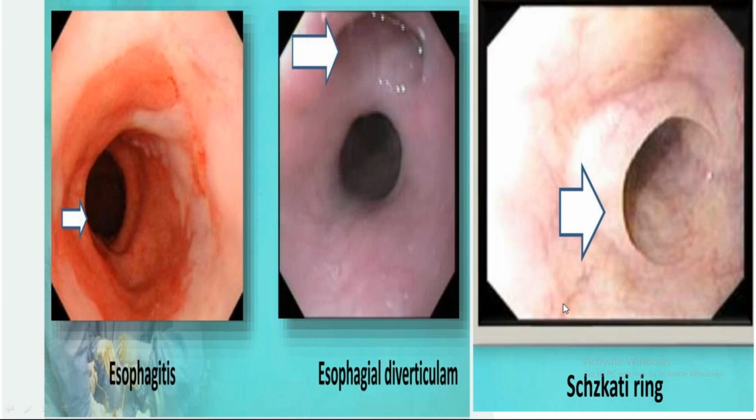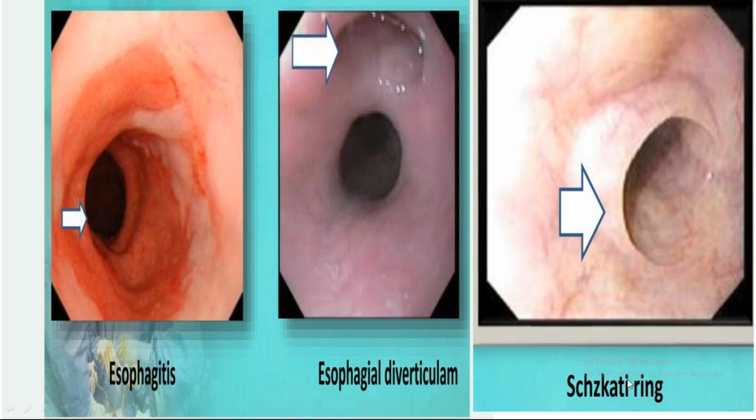carcinoma esophagus. When we look at endoscopy, this is the normal esophageal mucosa. This is the inflamed, reddish esophageal mucosa depicting esophagitis. This is the normal esophageal lumen. This is the esophageal diverticulum, one of the causes of difficulty in swallowing.